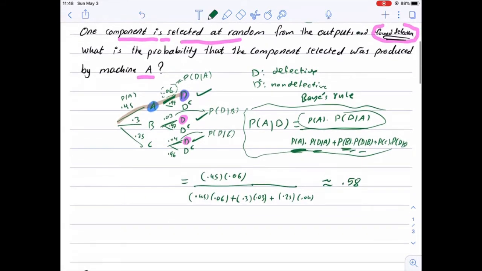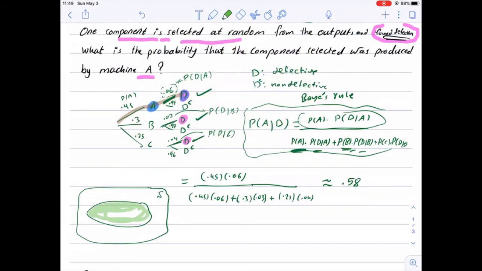If we want to understand this using Venn diagrams, this is the sample space, and this is the set of all defective outcomes. So this is D, and we have three machines: machine A, machine B, and machine C, the production of machine A, machine B, machine C. If the outcome is chosen from here, it's not defective. If it's from here, then it's defective, and that's correct for B and C.